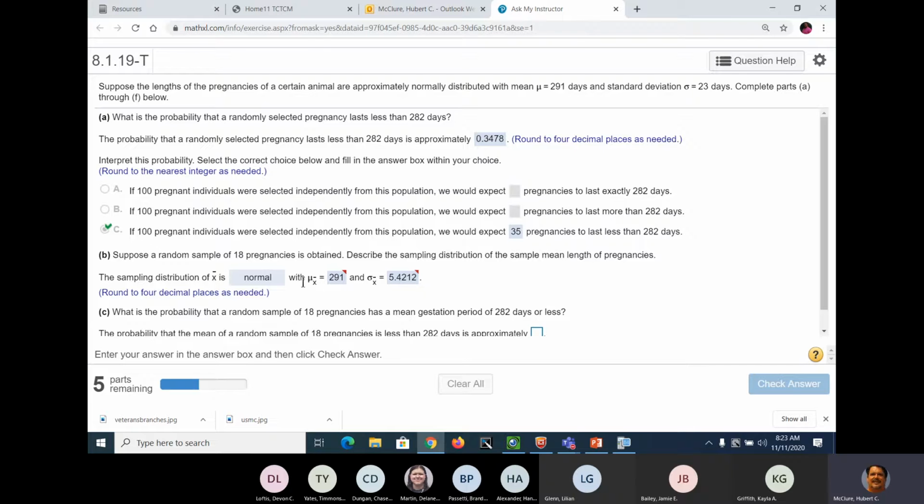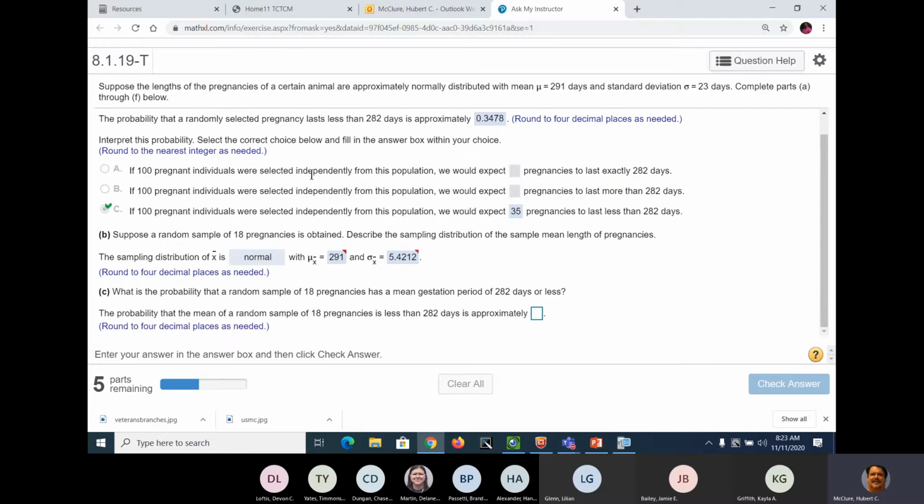Now, this question says, suppose a random sample of 18 pregnancies is obtained? So n is equal to 18. And they're going to ask down here, this is one question really. What is the probability that a randomly selected sample of 18 pregnancies has a mean gestation period of 282 days or less? So we're still dealing with 282 days or less.